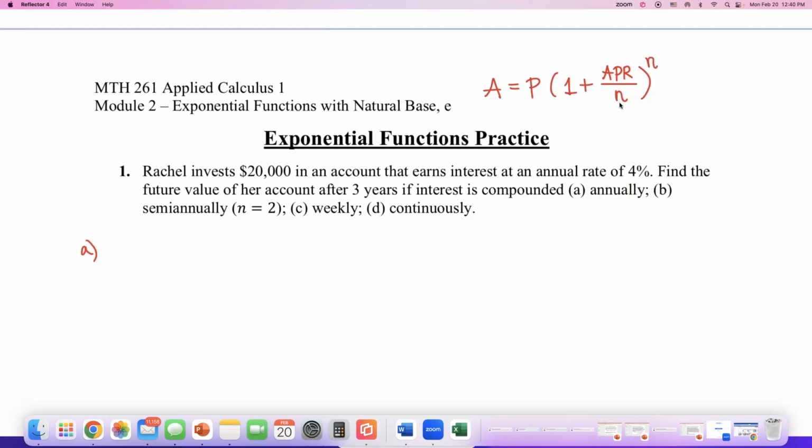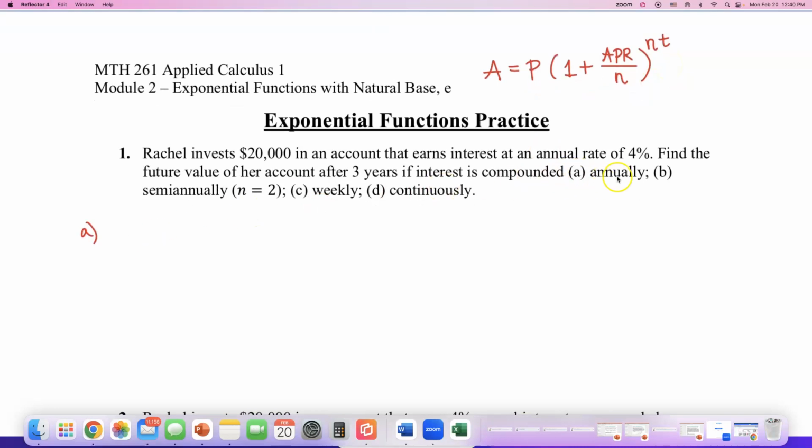Yeah. N times T. And T stands for the number of years you're doing this. So let me do A first, okay? For annually, Rachel starts with $20,000. I'm multiplying this by 1 plus the APR. The APR is 4%, which I should write down as 0.04 instead of 4%. And we're dividing by 1, okay? So you really don't have to divide by 1 for annual compounding. And we're doing it for 3 years.